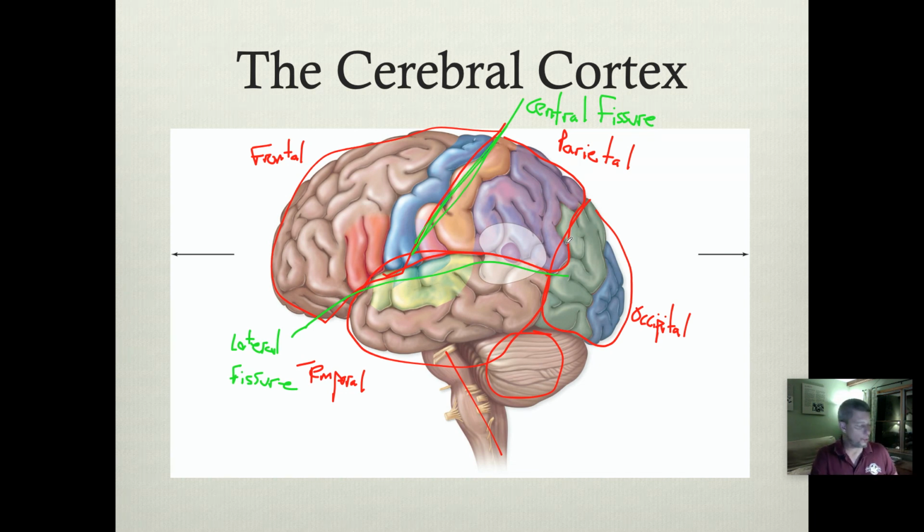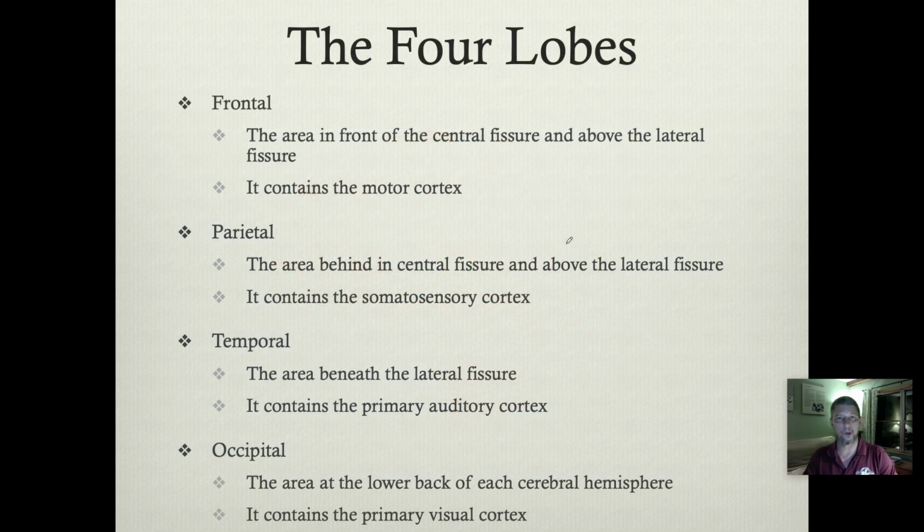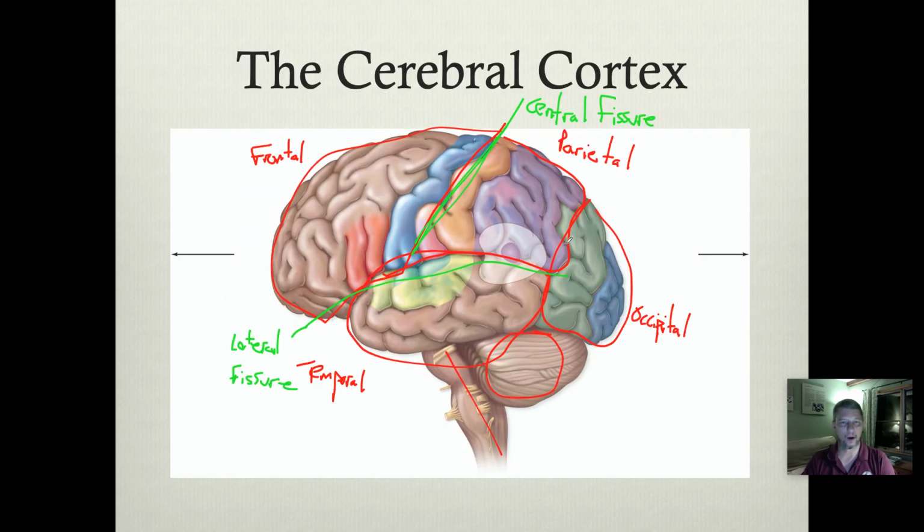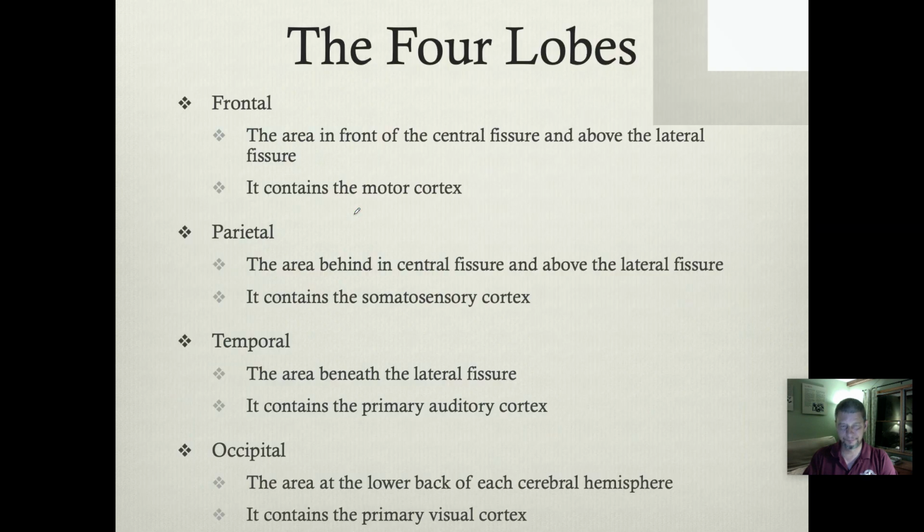Now, one more slide, and we'll quit for this video. But this slide just basically describes what each of the 4 lobes does. The frontal lobe is the area in front of the central fissure and above the lateral fissure. All right, so if you go back, that's this area in here, right? Here's the central fissure, here's the lateral fissure, so it's in front of the central and above the lateral. It contains what we call the motor cortex. And this is what sends out information to all of your muscles and glands and everything else.